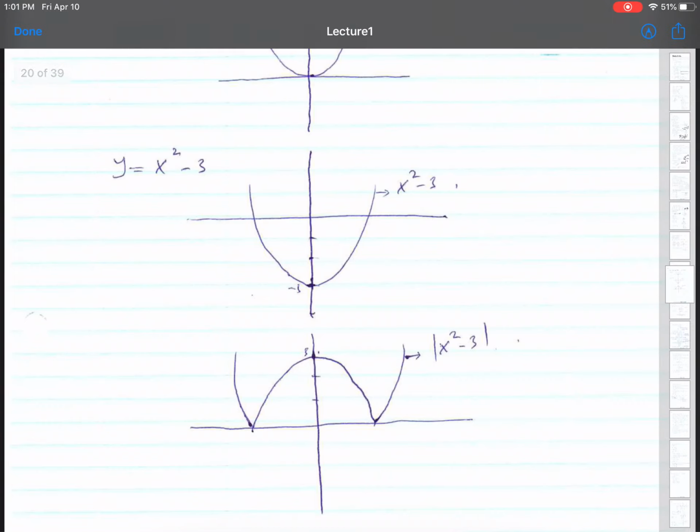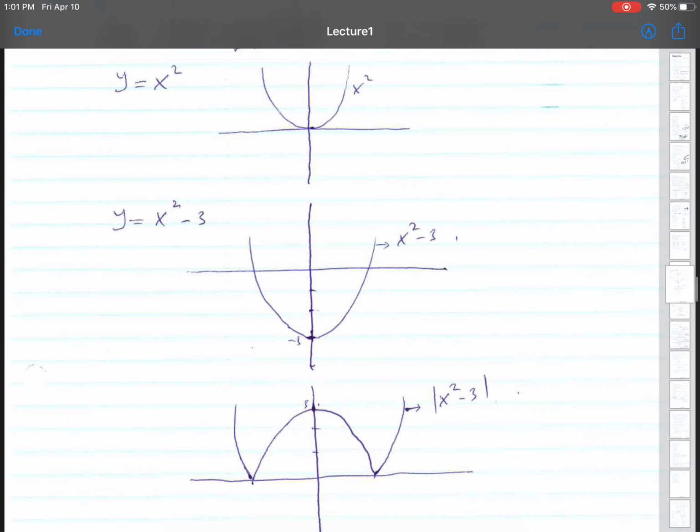Hello everyone. Before we get started with the new lecture, I want to clear one thing from the previous lecture. In the previous lecture, I showed you an example of vertical shifting down, and in that example, we had y equal to x squared, the original function, and then y equal to x squared minus 3 means the whole graph is shifting down by 3.